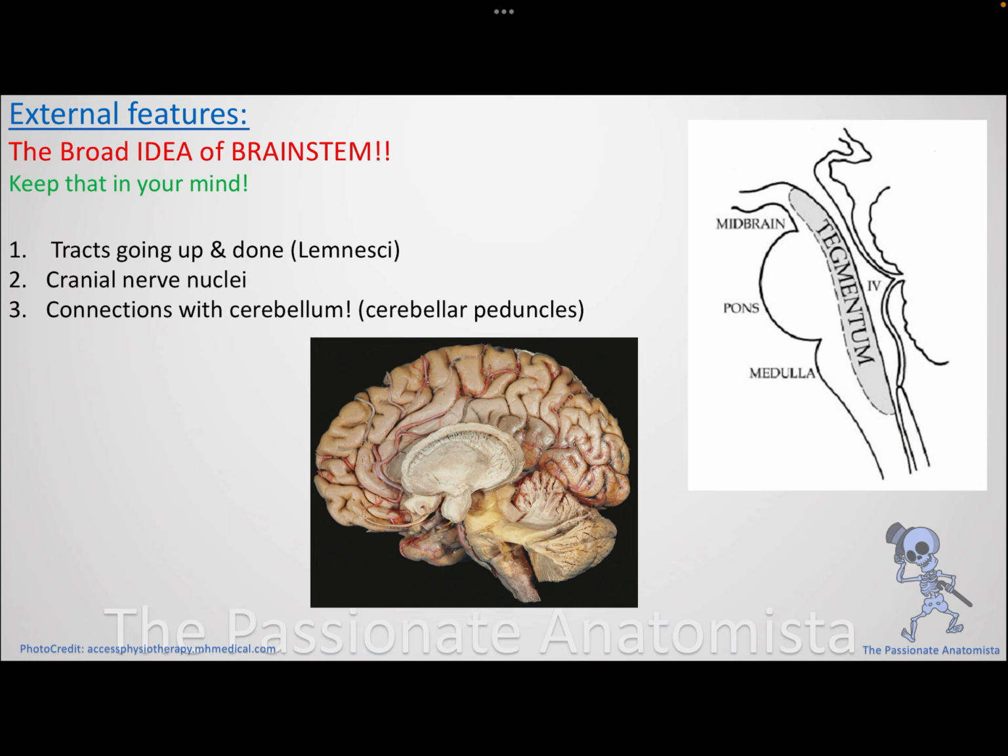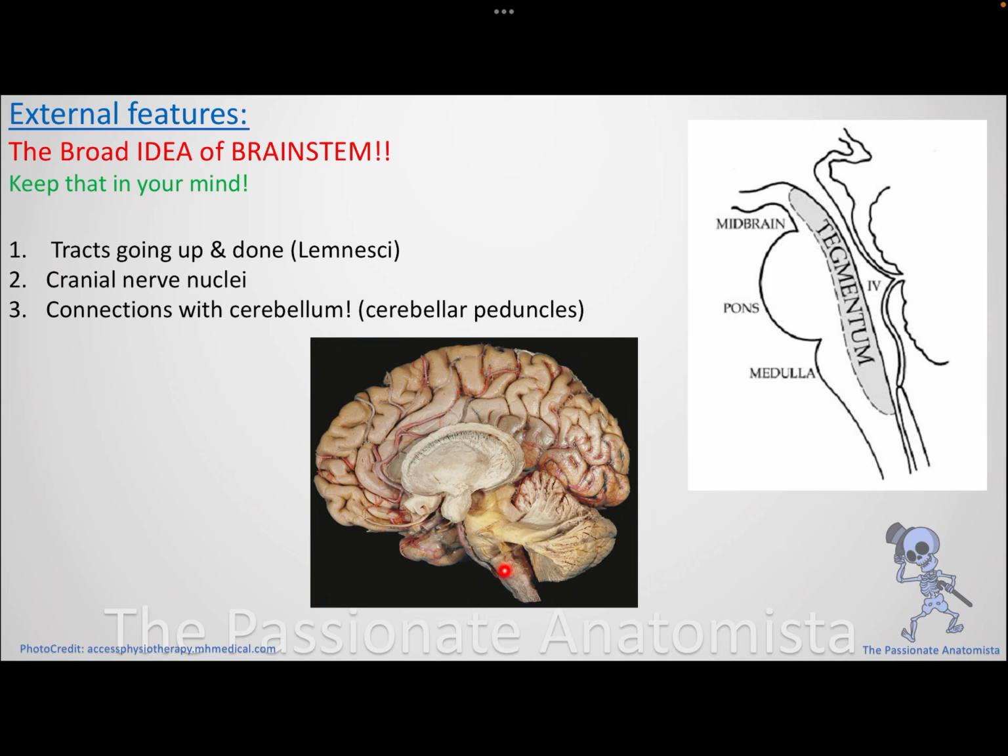Now, what is the idea of the brainstem? Why do we have a brainstem? The brainstem is a place where we have ascending and descending tracts, and when they come to the brainstem, we're gonna call them lemnisci. Remember when I told you previously, lemnisci are nothing but the tracts, but because they are condensed in small places, we call them lemnisci. Okay, so this is number one.